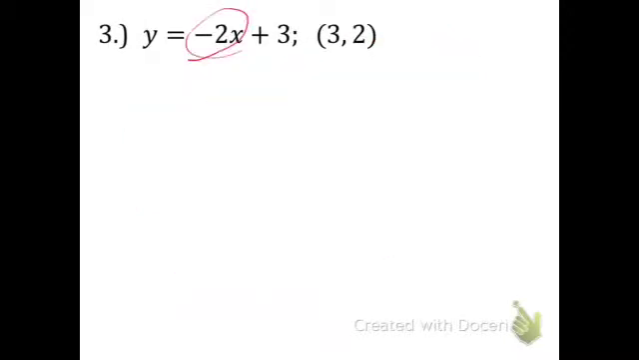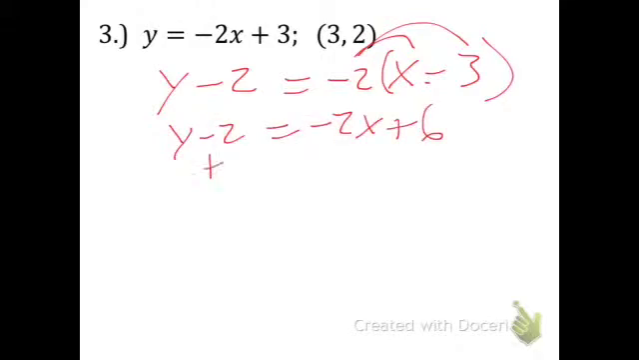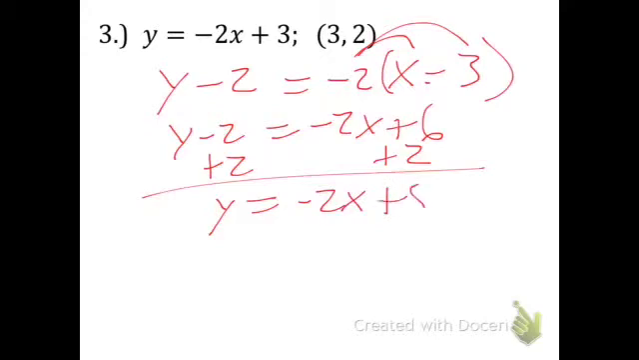On the next one, we're going to use a slope of negative 2, a y of 2, so y minus 2 equals negative 2 times x minus the 3 from the coordinate. Now you just have to distribute the negative 2 through. Y minus 2 equals negative 2x plus 6. Now I had to add 2 to both sides to get rid of the subtract 2 on the left side. So we're looking at y equals negative 2x plus 8.